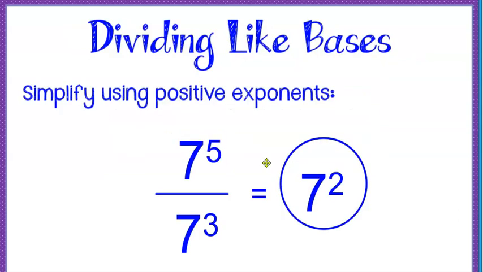In this first example, we're dividing 7 to the 5th by 7 to the 3rd. So we're going to keep the base of 7 and subtract the exponents. 5 minus 3 is 2.